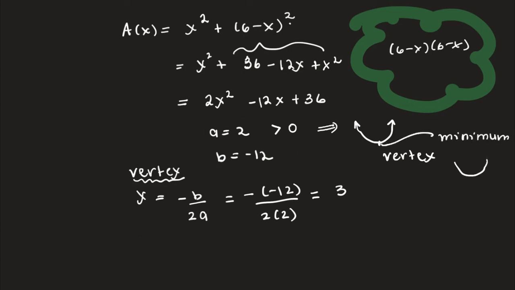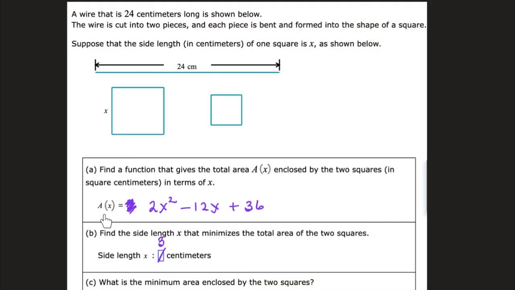So whenever you open up, you have what we call a minimum. If the graph opens downward, then you're going to have a maximum. So far, we have that A of x is equal to 2x squared minus 12x plus 36. And we have that the side length of x equal to 3 centimeters will minimize the total area of the two squares. Part C asks, what is the minimum area enclosed by the two squares?